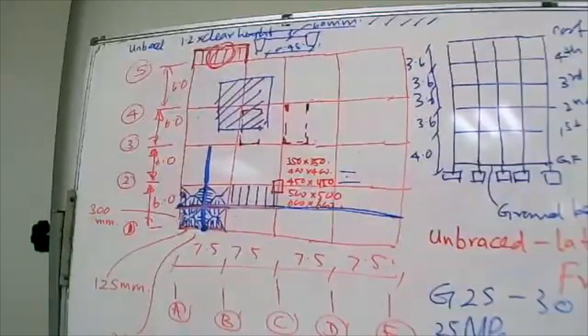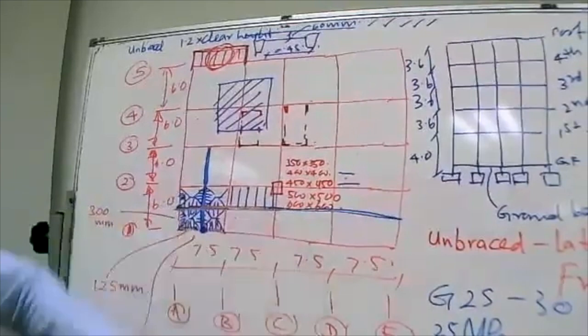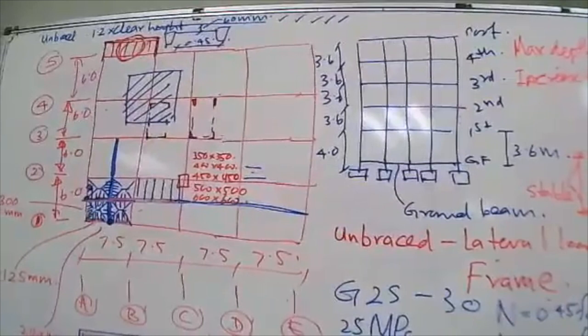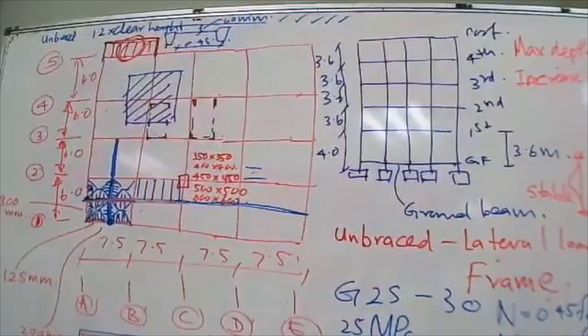Answer is about 7.2. And we know if you want to design it as a short column, the ratio should be less than 10. Effective height divided by the minimum dimension, the applicable dimension, should be less than 10. Now let's see, if you select 500 by 500, you can satisfy that.